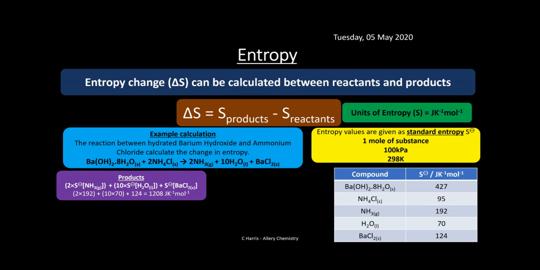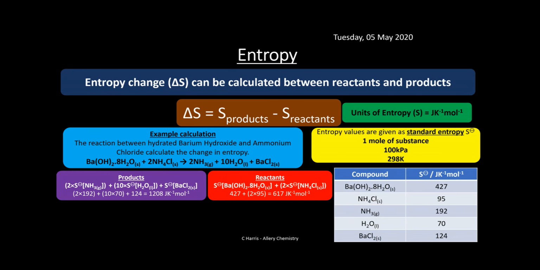So let's look at the product side. We have 2 lots of ammonia, okay? Remember, we've got 2 here. You've got to take into account the value at the top as well. So we've got 2 lots of ammonia, 10 lots of water, and we've got 1 barium chloride compound here, which is on the side. If we add all that up, we get a total of 1208 joules per Kelvin per mole. Okay, so that's the product side.